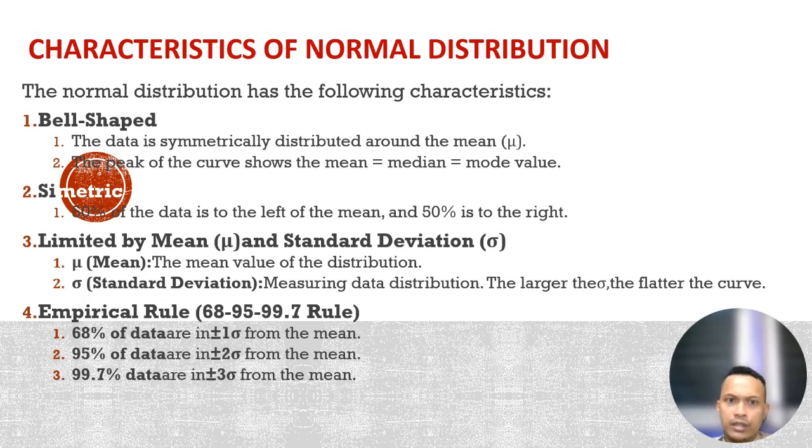There are several characteristics of normal distributions. The first, bell shape. What is bell shape? The data is symmetrically distributed around the mean. The peak of the curve shows the mean, median, and mode are equal. Okay. The second, symmetric.